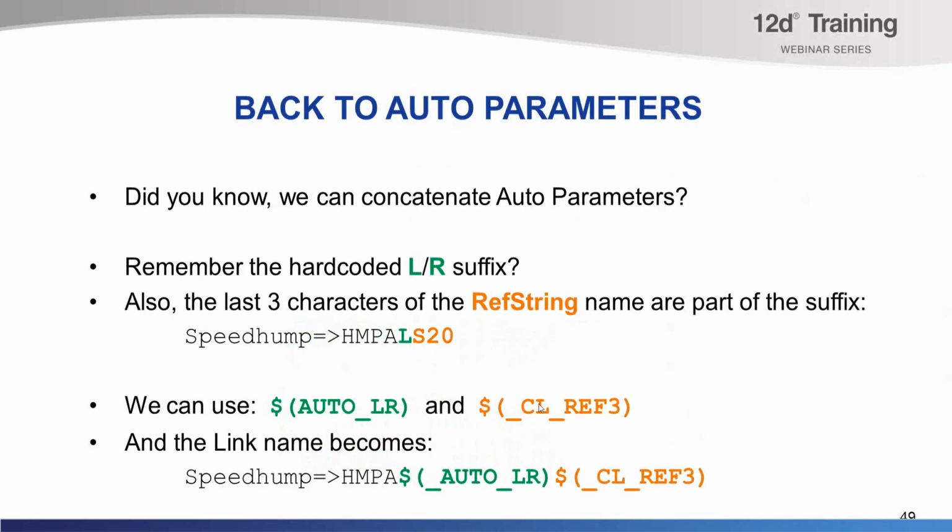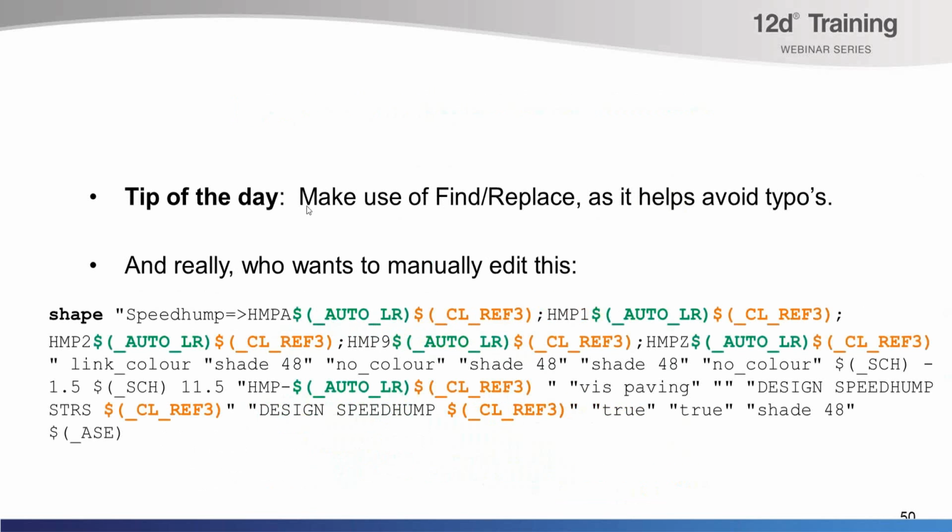Now, the good thing is we can actually concatenate all these auto parameters. So we can use the auto left, right, and we can use the last 3 characters of the ref string. We can concatenate them together. So our link name now becomes HMPA, auto left, right, and whatever the last 3 characters is. The reason we do that is so that this snippet can be used on another road. So if we used it back on our road RS10, the strings are going to come out with S20 on them, but we don't want that. We want them to come out with S10 on the end.